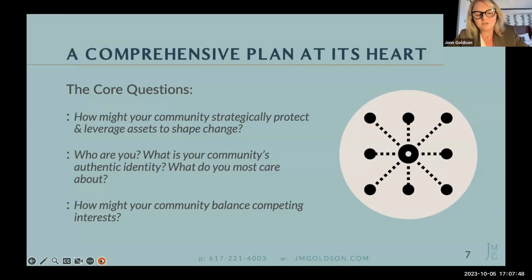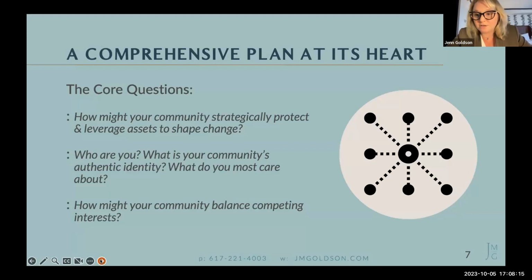So at its heart, we try to answer a bunch of questions with a comprehensive plan. These are some questions, not saying I got them all, but just to give you a sense of some of the core questions. How might Gloucester strategically protect its assets as well as leverage them to shape the change you want to see? Rather than being as reactive, it helps you get into a more proactive seat, getting ahead of things.